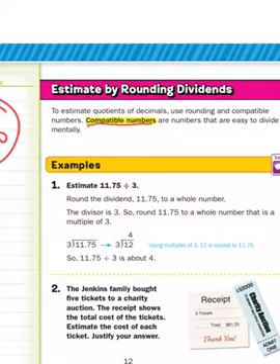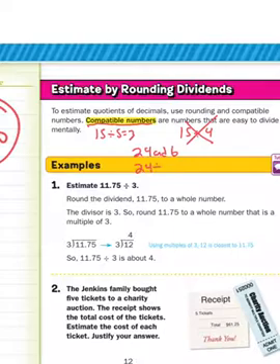For example, here are compatible numbers: 15 and 5, because 15 divided by 5 is 3. These numbers are not compatible, 15 and 4, because 15 divided by 4 would have a remainder. So here's two more compatible numbers. Let's say 24 and 6, because 24 can be divided by 6 easily without a remainder.